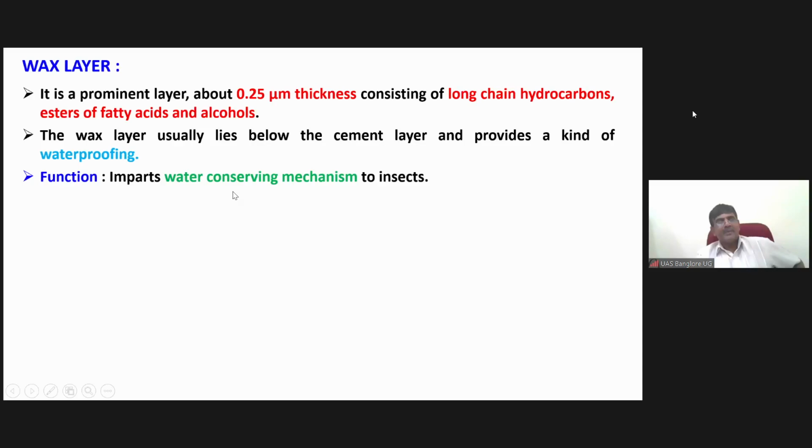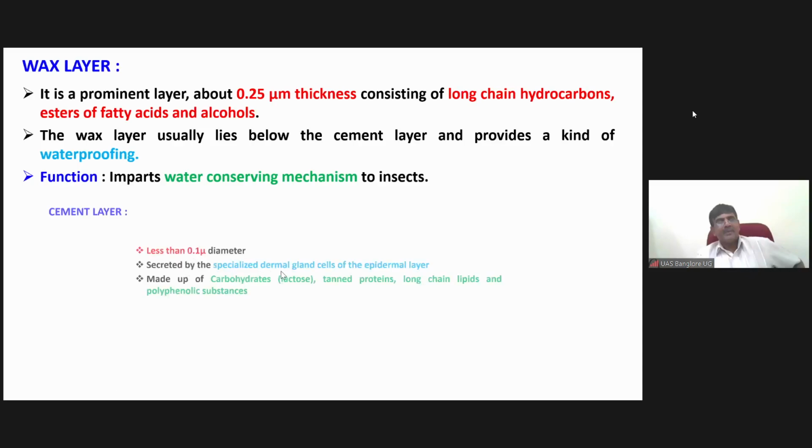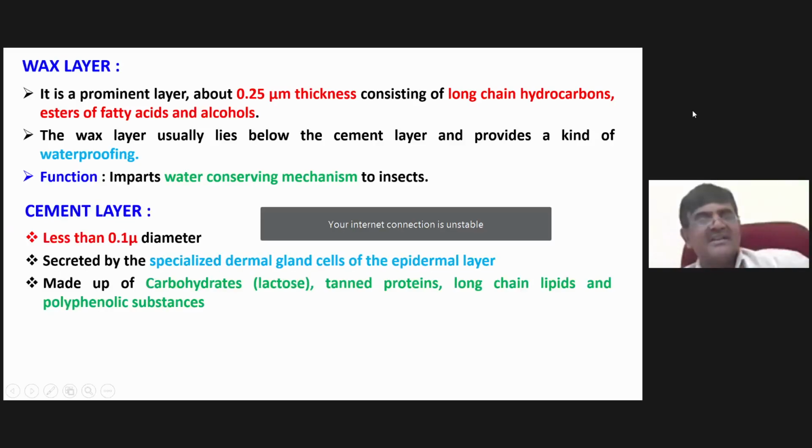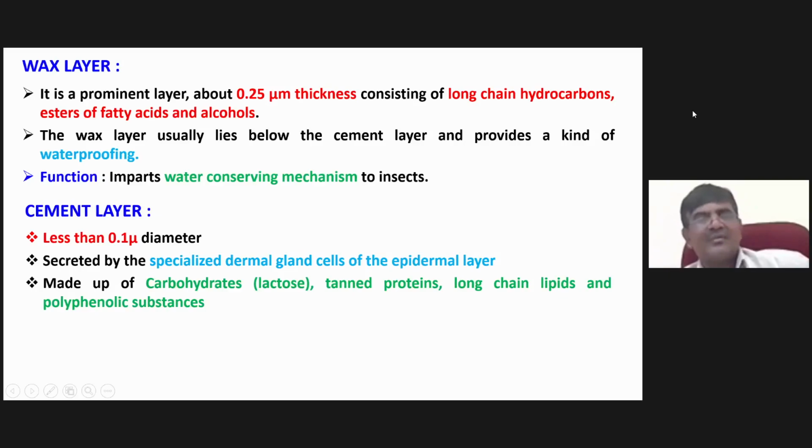The last layer of the epicuticle is the cement layer. This cement layer is less than 0.1 micron thick. It is secreted by specialized dermal gland cells of the epidermis.